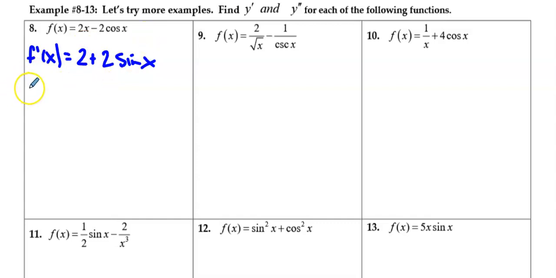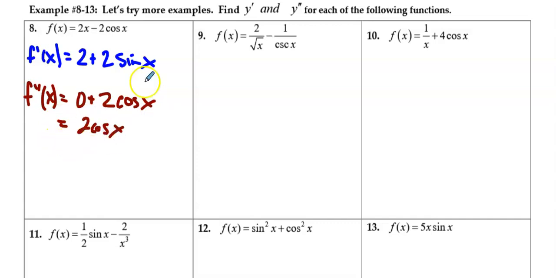And we find the second derivative of this. Again, we're going to take the derivative of 2, which is just 0. And so this actually goes away. This becomes 0 plus, and then the derivative of 2 sine of x is going to be 2, again our constant. And then the derivative of sine is going to be cosine of x. So our second derivative is just going to be 2 cosine of x. And that's it. Pretty straightforward question that we like.